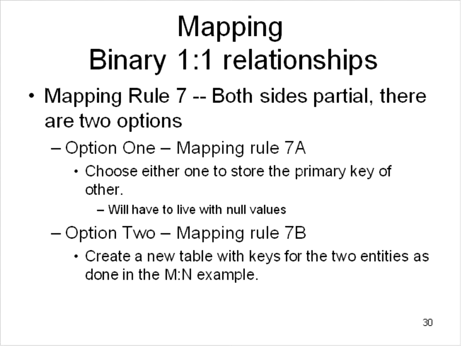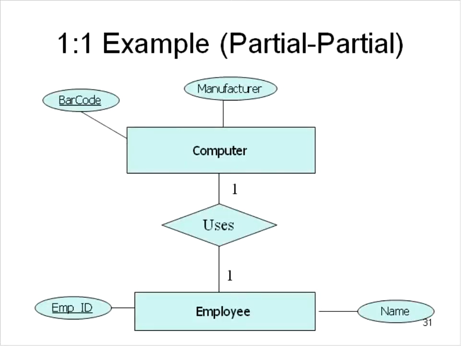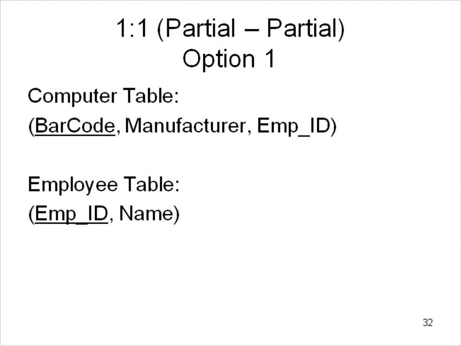Okay, the next rule, option 2, is create a new table with keys for the two entities as done in the end-to-end example. So those are the two options that you have with binary one-to-one relationships with both sides being partial. Okay, so the next slide shows a binary one-to-one relationship, and in this case both sides are partial between the computer and employee, and the employee and computer. And in this case, using option 1, we just took the employee ID and put it in the computer table, much like we had done when there was a full participation on the computer table side.